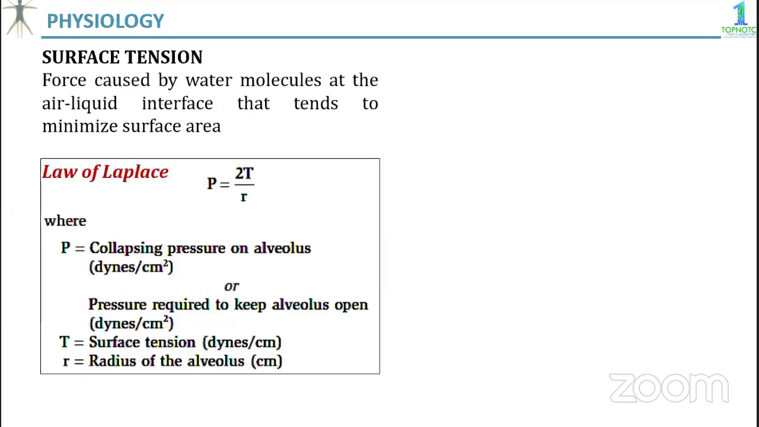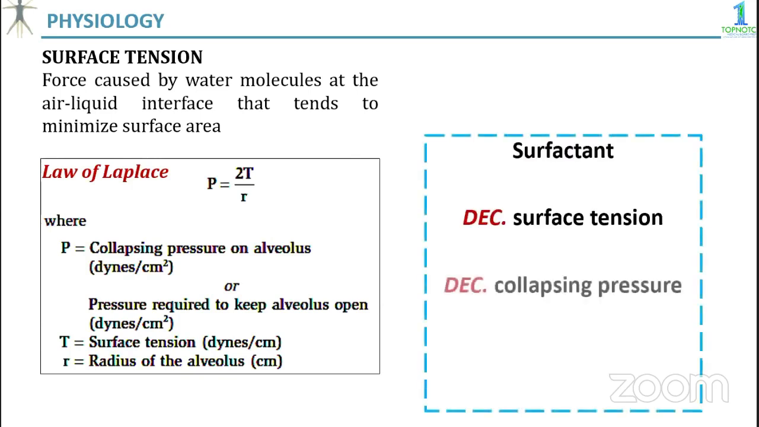Okay, so surface tension is an important concept in respiratory physiology. So by definition, it is the force caused by water molecules at the air-liquid interface that tends to minimize surface area. So take note of the law of Laplace. So again, by fraction, kapag mataas yung numerator, like the surface tension, the collapsing pressure is actually high. Okay, if the radius is high or if the denominator is high, the collapsing pressure is lower. Your surfactant decreases surface tension that will decrease the collapsing pressure, preventing your alveolar collapse.